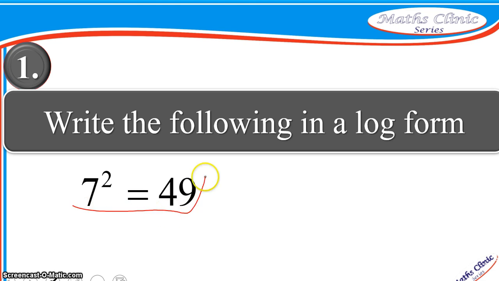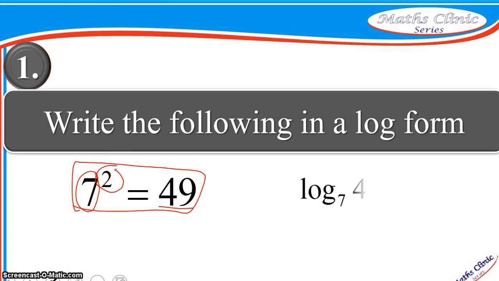This is indices. How can we write these indices in the logarithmic form? The idea of the definition will be at work over here. Here we are asking the question, how many 7s will I multiply to get 49? And the answer is 2. So in the log form, I'm going to write log base 7 of 49 is equal to the exponent, which is 2.